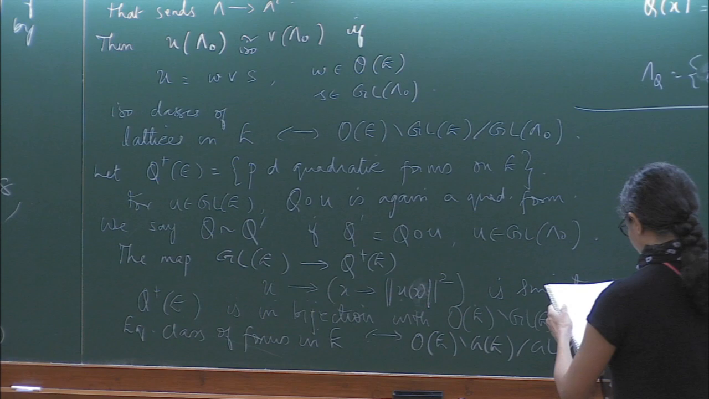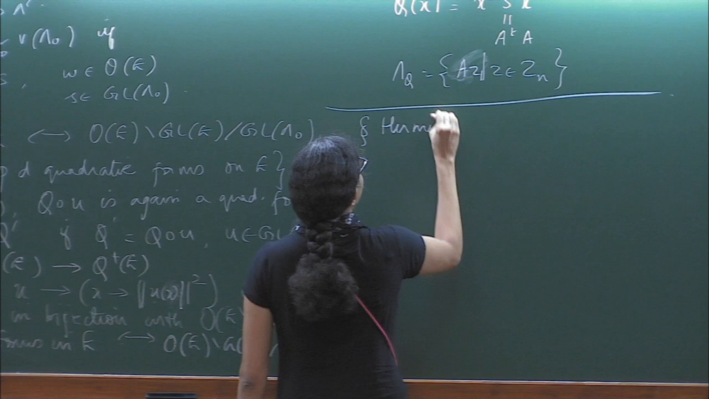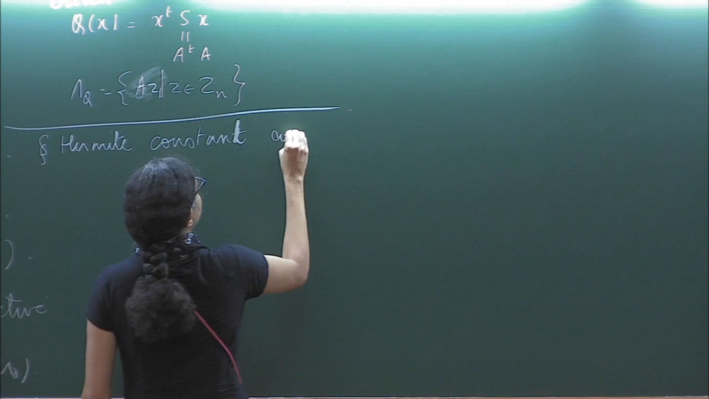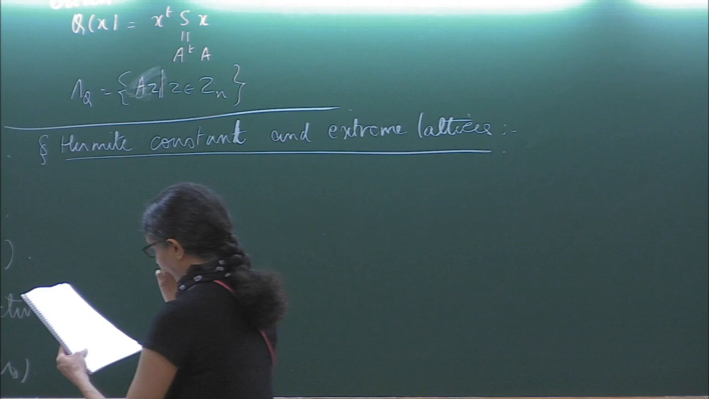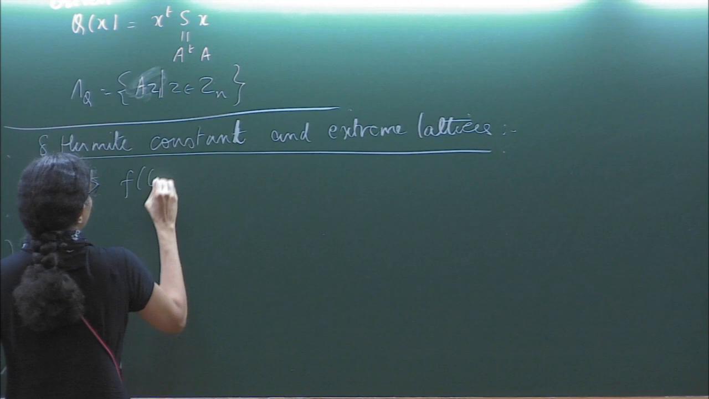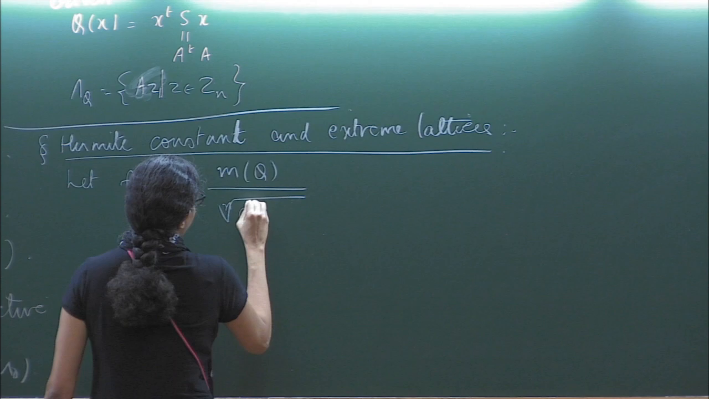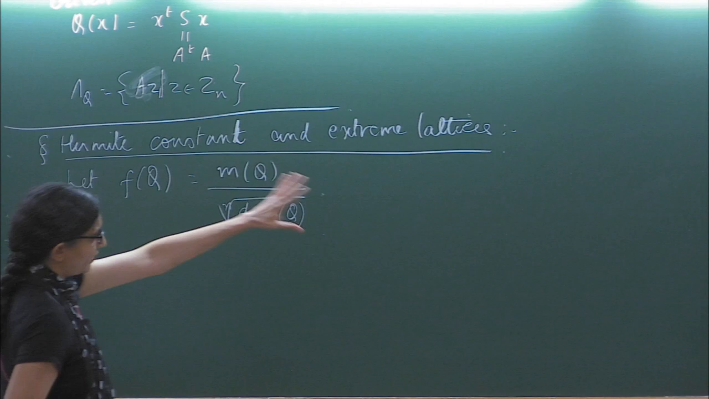Okay, so I want to define what the Hermite constant is, and extreme lattices. So let f of Q be m of Q over the nth root of the discriminant of Q. The motivation for this will come later, where I'll state this theorem of Hermite for defining this function f.